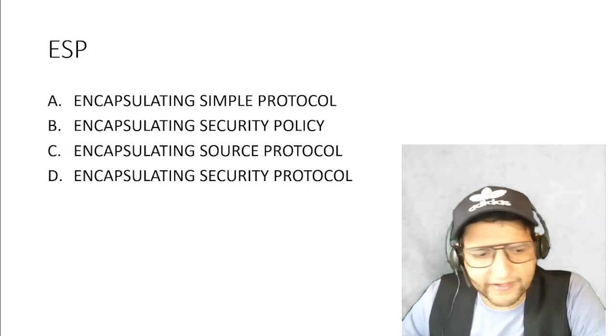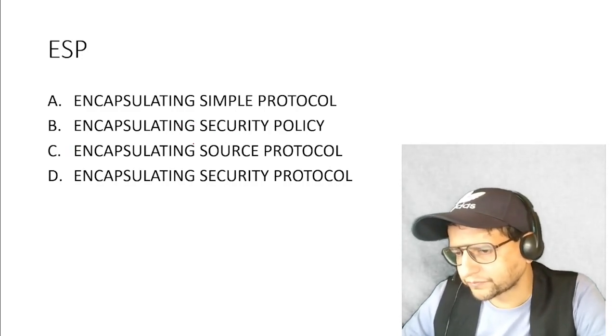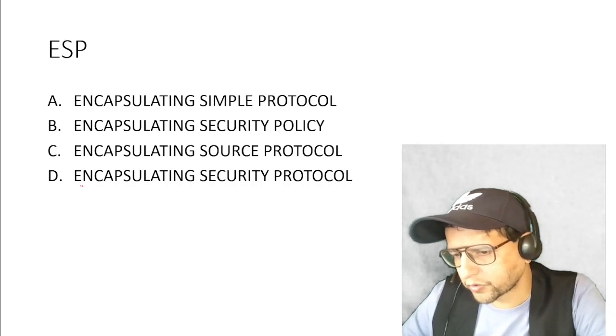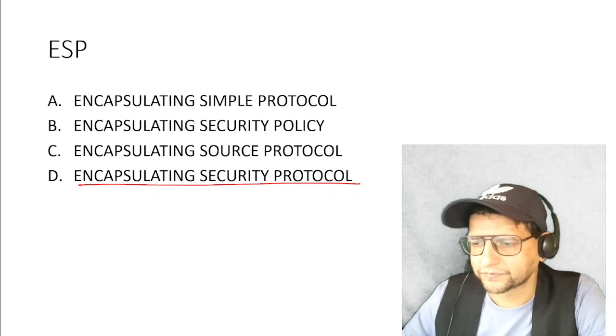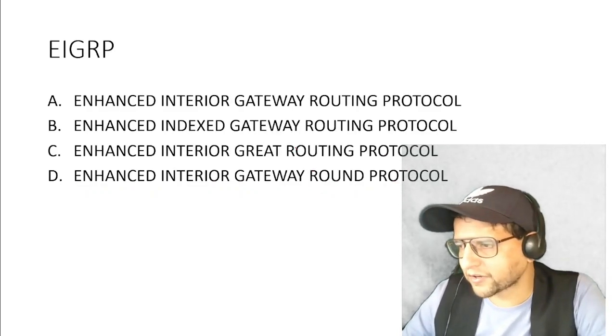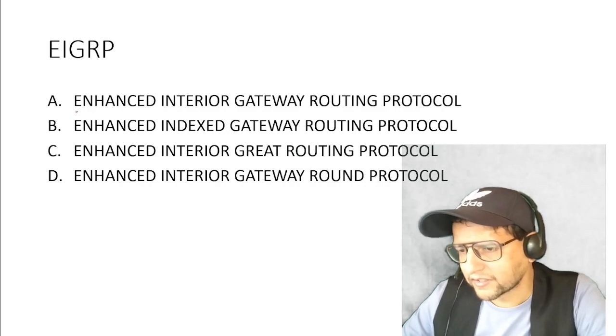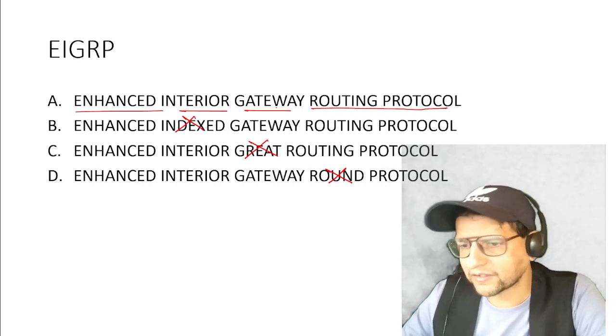ESP is your encapsulating security protocol. So this one is the right one. EIGRP is your enhanced interior gateway routing protocol, right? It is not indexed, it is not great, it is not round, correct? So that's why A is the right one.